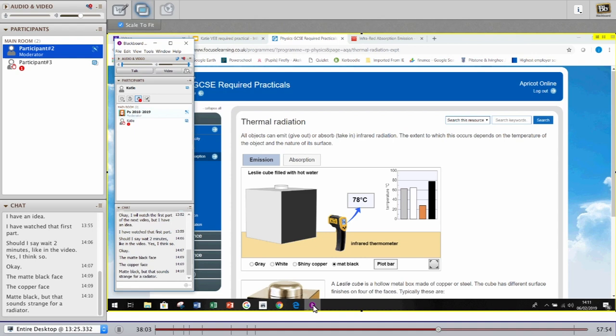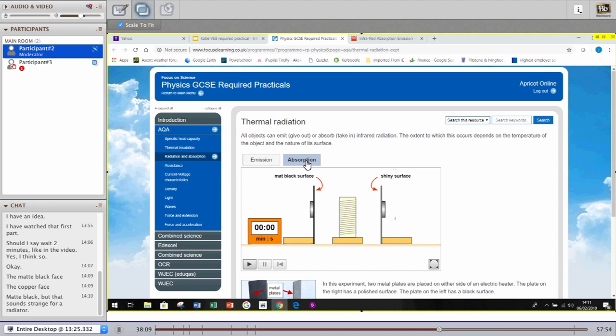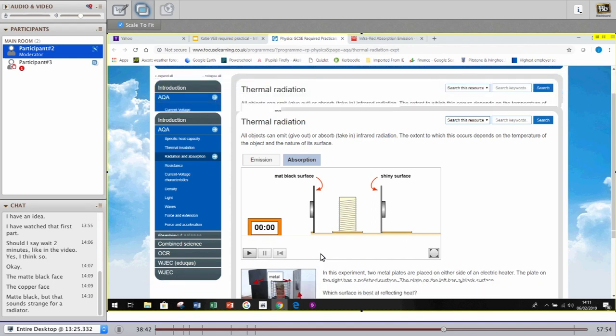Do you want to now click on the absorption tab across the top then? So this time we're using it the other way, or it's the same kind of idea. Okay, but this time what you've got in the middle is a heater. Either side, on the left-hand side, you've got a matte black surface, and on the other side you've got a shiny surface. Okay, and I think, is it things stuck onto them? I can't see, I'm going to just have to, yeah. And the weights that you can see, they're stuck on with candle wax.